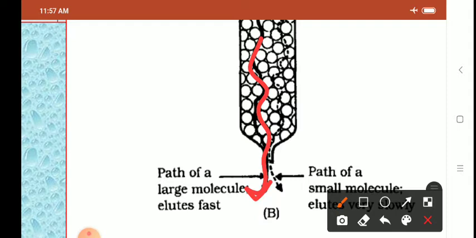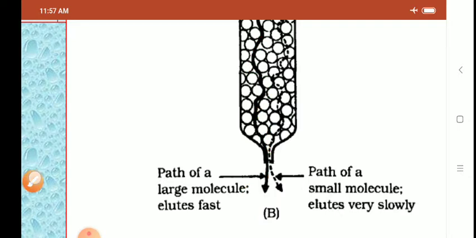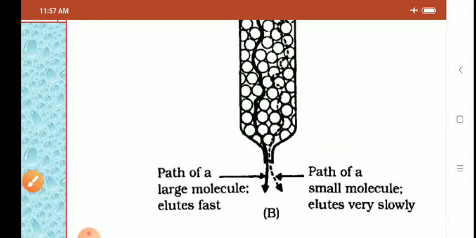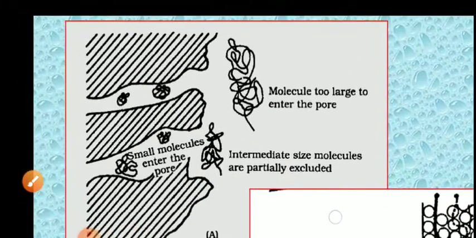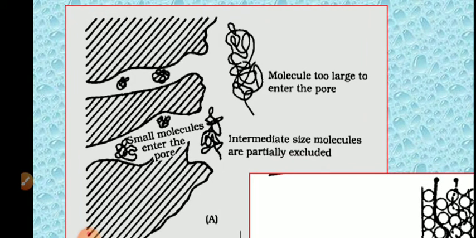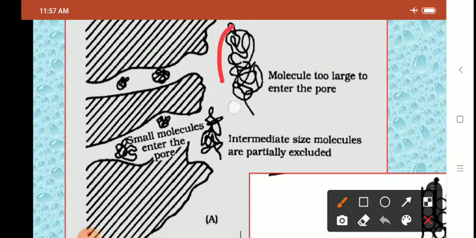The small molecules, what is happening here? The small molecules enter inside the gel beads, inside the porous gel. And that is why their movement is retarded because they interact with the gel rather than coming out directly along with the eluting solvent. From this cross section, we can see that molecules that are too large, as you can see this molecule, cannot enter inside the gel bead pores. That is why it will come out very fast along with the eluting solvent.